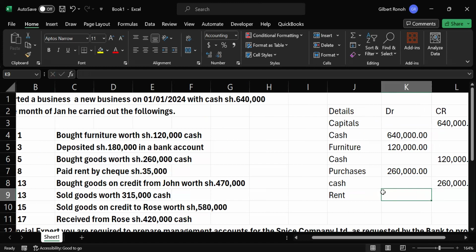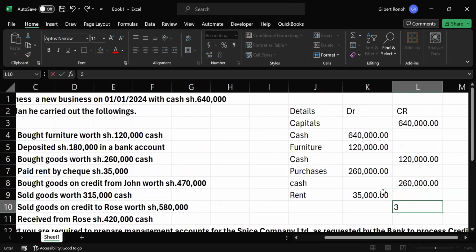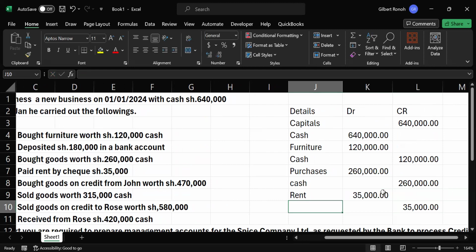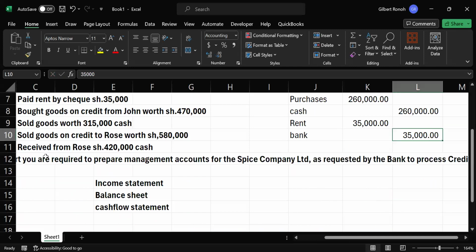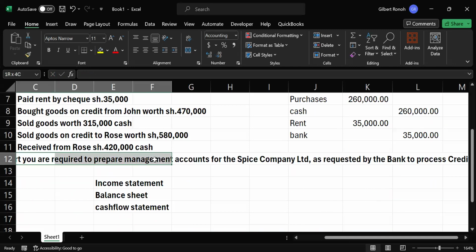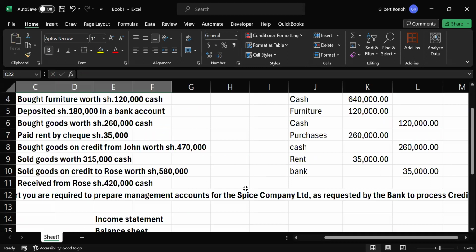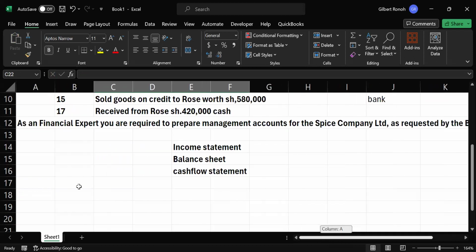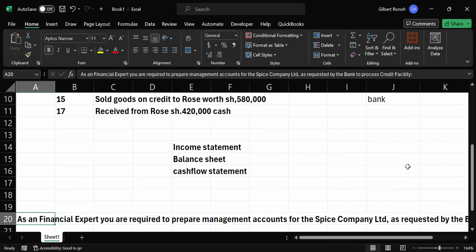So we will debit rent of 35,000, and then we reduce. It was paid by check, so we will reduce our bank balance by crediting. So I will have bank here. So I think I can cut this because we don't need this one. We know what we are looking at. We are looking at a financial statement. So this one, you can paste it downward here.